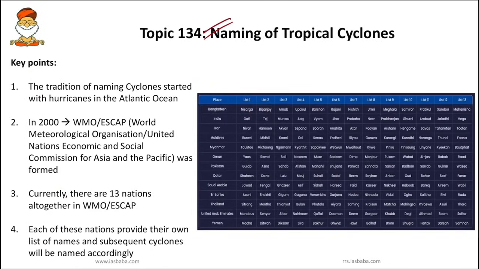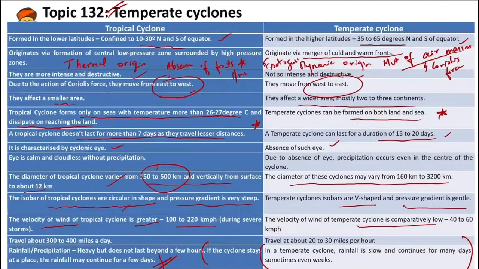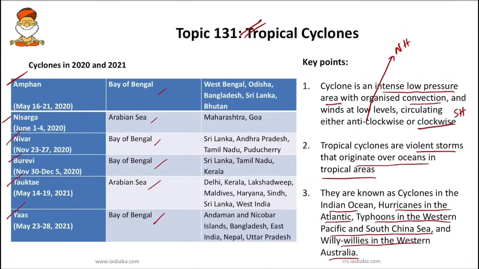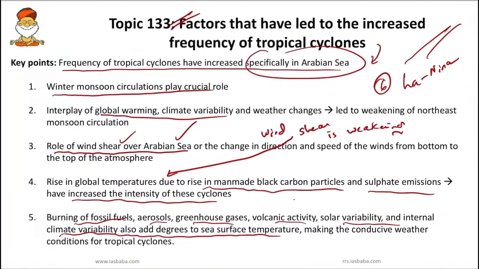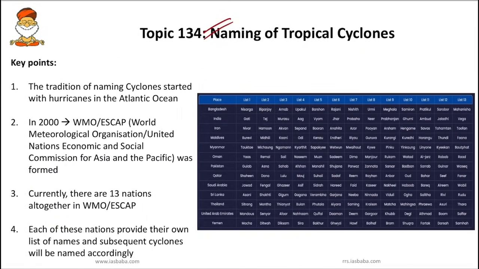So next important topic is naming of tropical cyclones. We have come across a lot of names, right? Yas, Taukte, Burevi, Nivar, Nisarga, Amphan. So what is the mechanism to name these particular tropical cyclones?